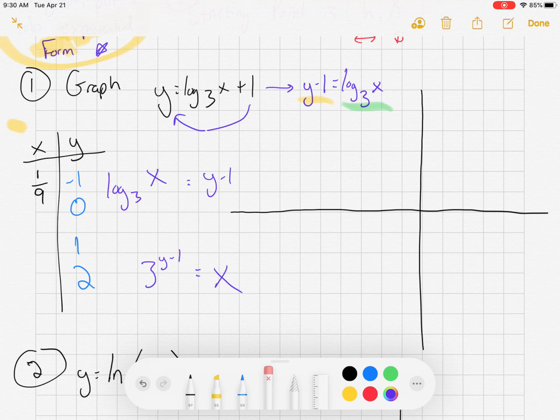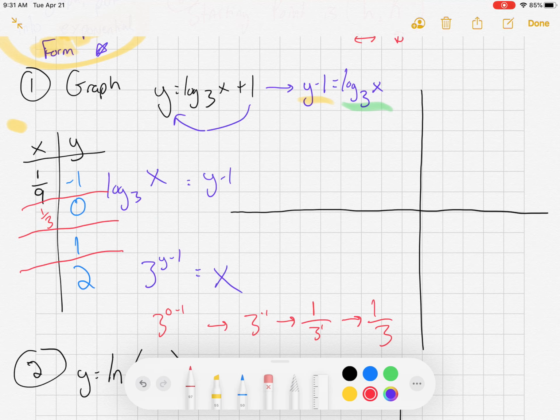Next up, let's plug in 0 for y. So 3 to the 0 power minus 1. Well, 0 minus 1 is -1, so it's 3 to the -1. I have a negative exponent. When I have a negative exponent, it flips and becomes positive. 3 to the first power is 3, so it's 1 over 3. So 1 over 3, 0. 1/3 and 0 is my next point.